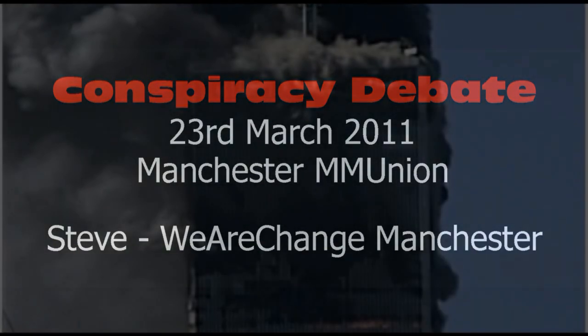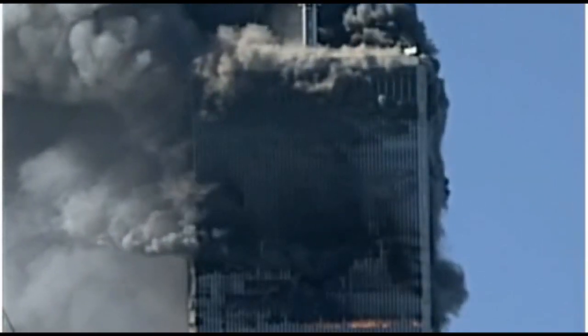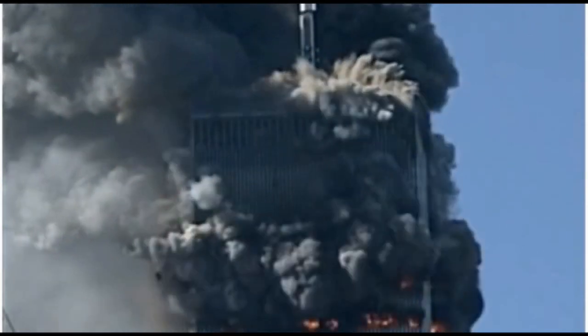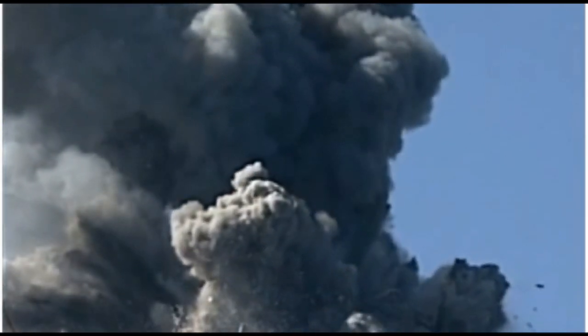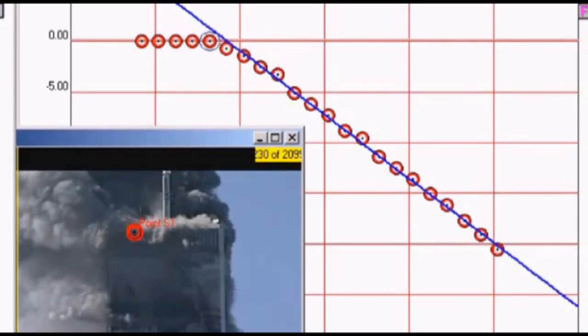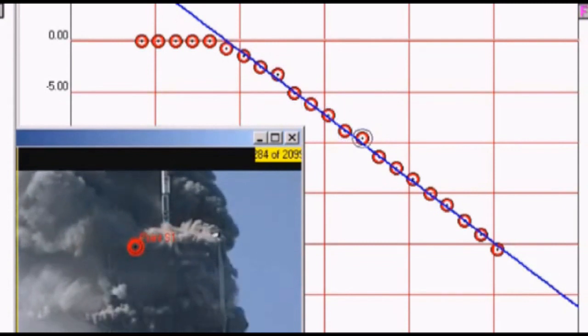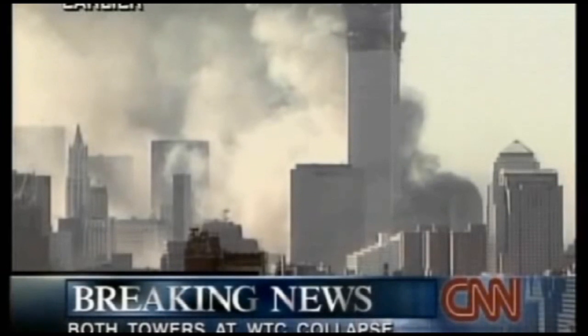Okay, you're about to see David Chandler, who measures the acceleration of the downward destruction of the North Tower. He measures the top of the building and how it accelerates downwards. The first one is free fall acceleration, the red one. I think the red one is free fall acceleration, or is it the blue one? No, the blue one's the free fall acceleration. The red one is the acceleration as measured from different angles to actually demonstrate that is the acceleration.